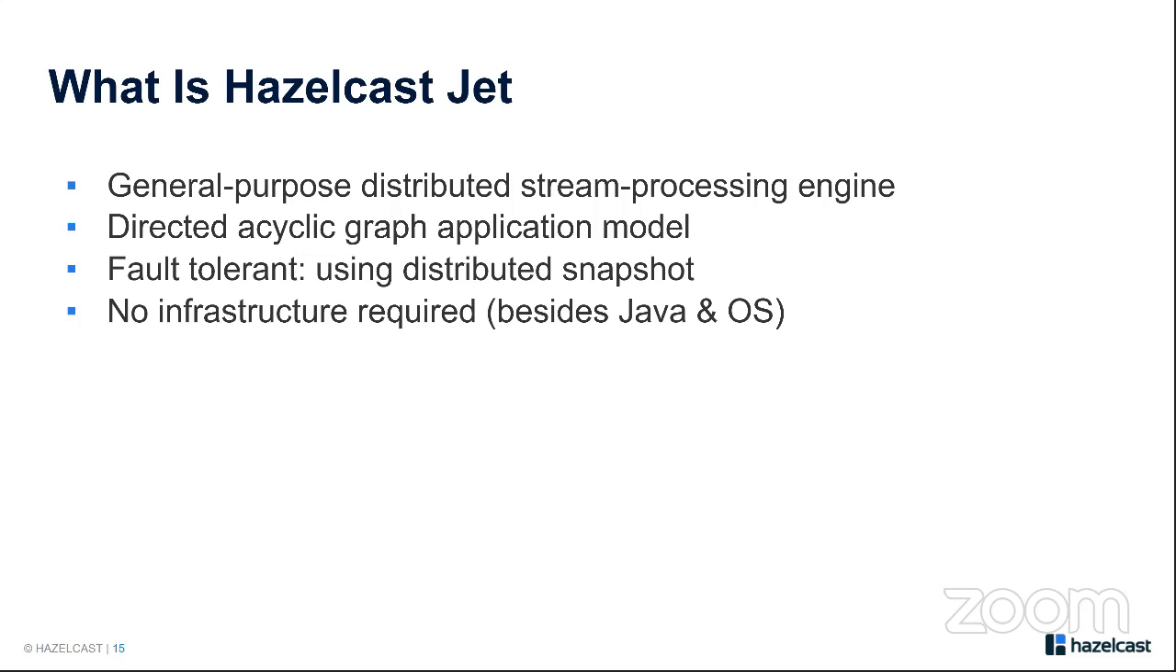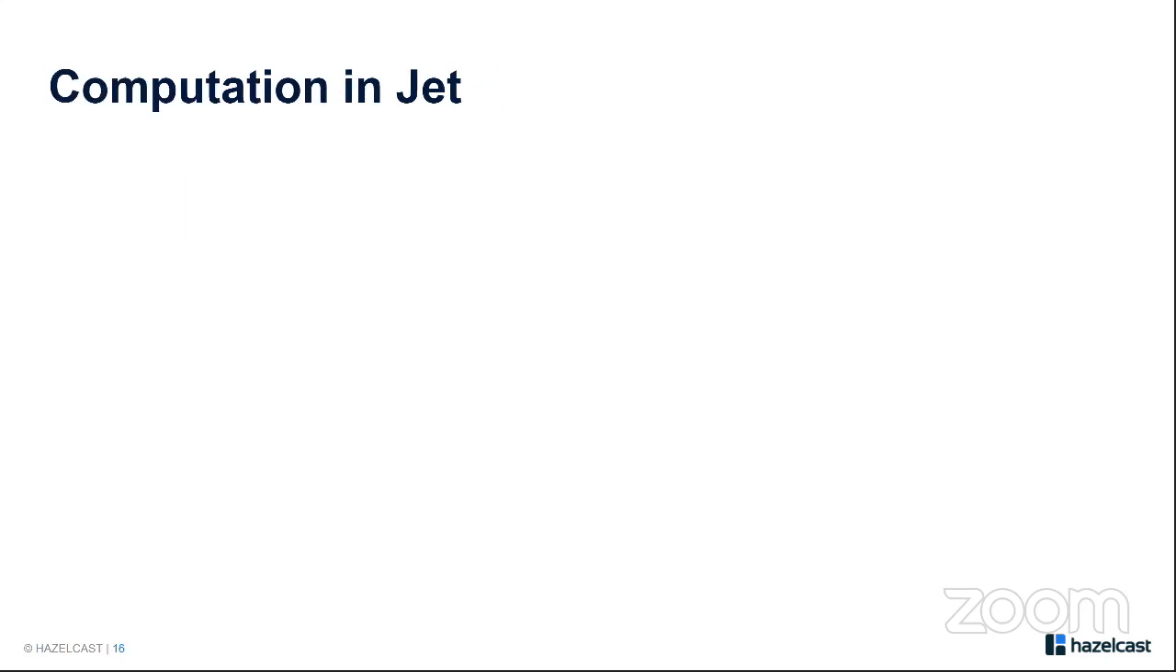JET is fault tolerant. We use exactly this distributed snapshot algorithm to take snapshots, and when anything goes wrong, we use it to restart. One of the distinguishing features of JET is that no special infrastructure is required, of course besides Java and an operating system. You don't need to run any Zookeeper or any database or whatever to run JET. You just run JET and that's it. It can form a cluster, you can submit jobs to it, or you can also deploy it as a microservice along with the application. Okay, that's enough about JET.